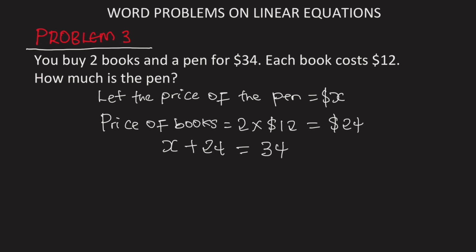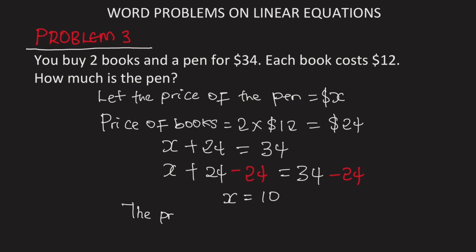So now we have our basic linear equation where we could get the value of x by subtracting 24 from both sides. So that's going to give us x plus 24 minus 24 equals 34 minus 24. And that's going to leave us with x equals 10. Okay, so we could say the price of the pen is equal to $10.